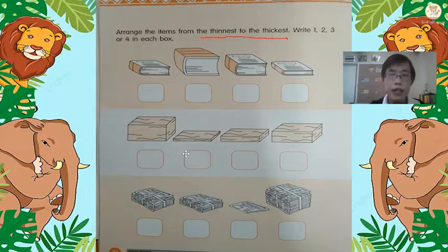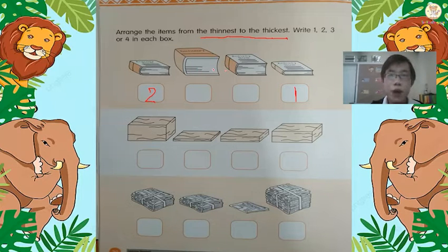You can see that the first picture, there are 4 books, right? So I want to ask you some question. Which book is the thinnest? The answer is picture number 4, right? Picture number 4 is the thinnest. So you need to write number 1. Next, which one is bigger than the picture number 4? The answer is the first picture, right? So you need to write number 2.